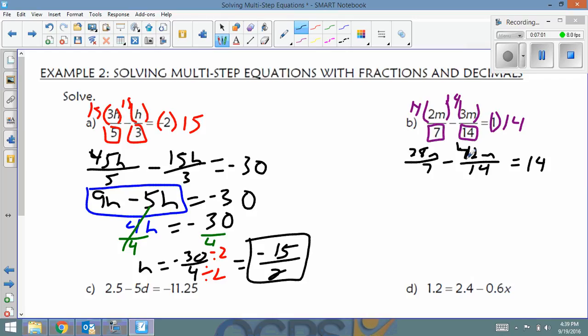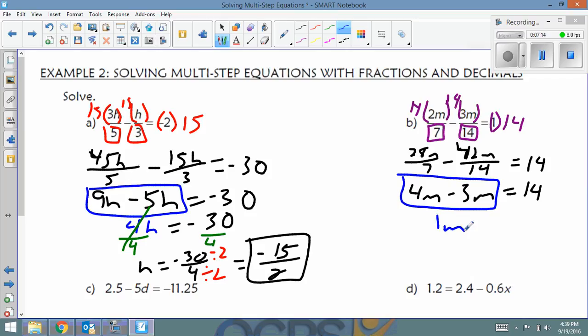Divide them out, so 28 divided by 7 is 4m. 42 divided by 14 is 3m. Combine like terms, we can here. So 4m minus 3m is 1m, or just m. Remember, m and 1m are the same. And it's going to be equal to 14, so we are done.